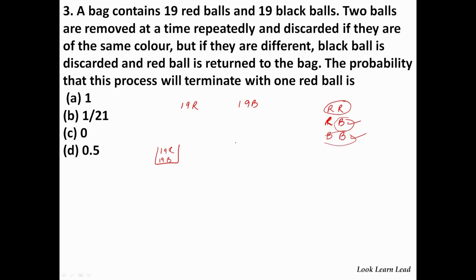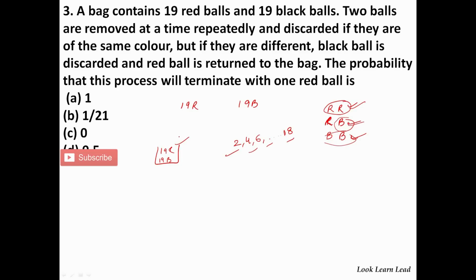That is, it would either remove 2, and next it would remove 4, then in the next turn it would remove 6, and so on up to 18. Red would always be removed in pairs. Black can be removed in a pair or it can be removed singly also, because when they are of different colors, we are only removing black. We are putting red back into the bag.